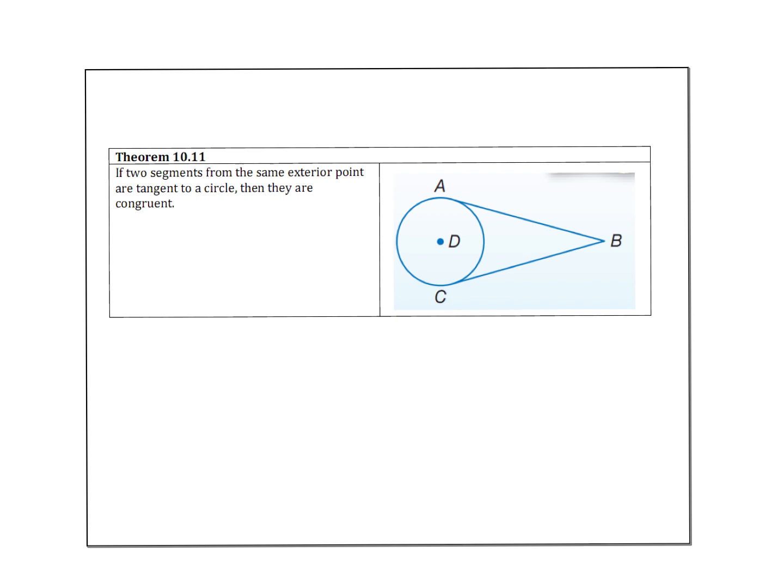And here's the last big idea. If two segments from the same exterior point are both tangent to a circle, then they are congruent. So if BA goes and skims past the circle and touches it in one spot, and BC goes and skims past the circle and touches it in one spot, then they're both tangents to the circle, and BA and BC would be congruent. So segment BA would be congruent to segment BC if they are both tangents to the circle.